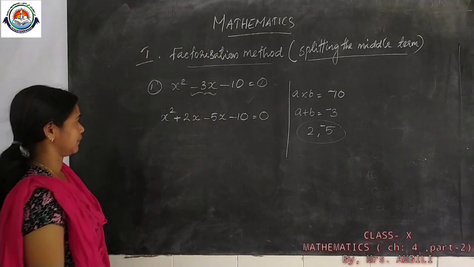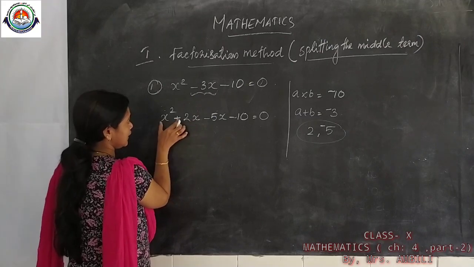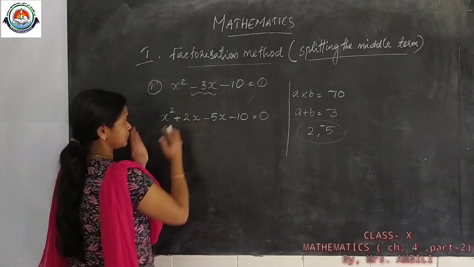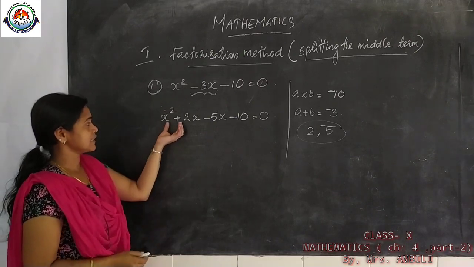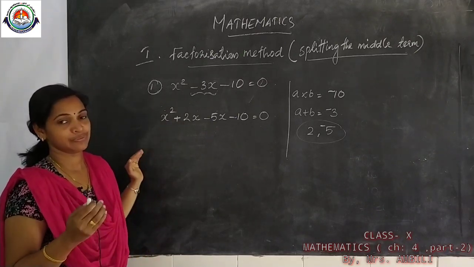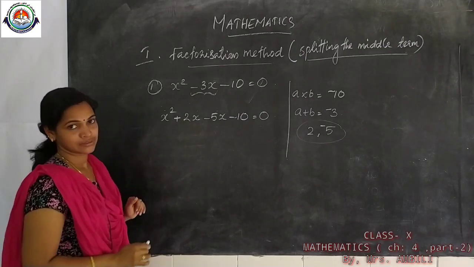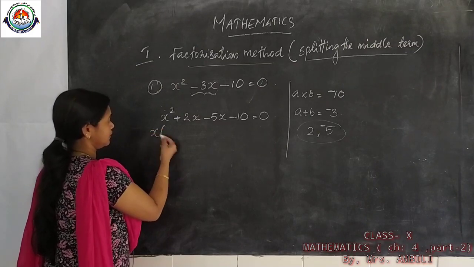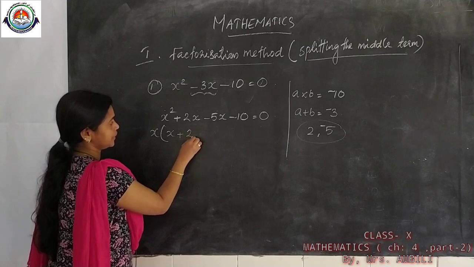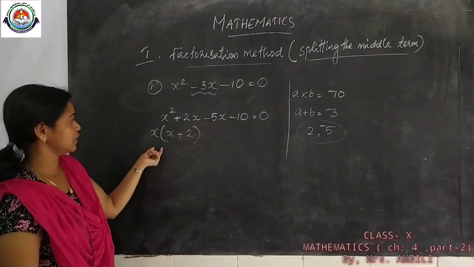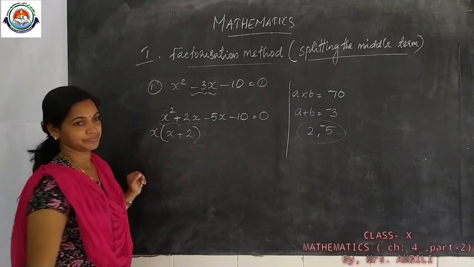Understood? Okay. Then look, x square plus 2x, here in first two terms x is common. So, I am taking this x square plus 2x together, that first two terms together. Here we told x is common. So, we can take x outside. What is remaining? 1x here and 1 2 here. x into x plus 2. So, first two terms I took.